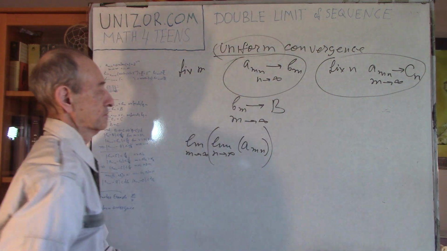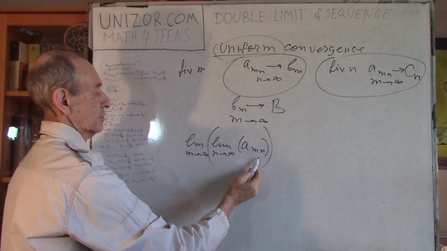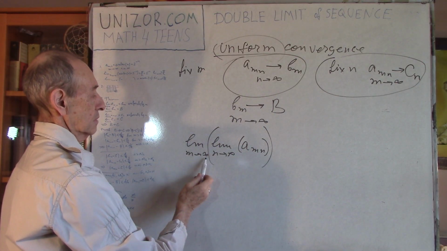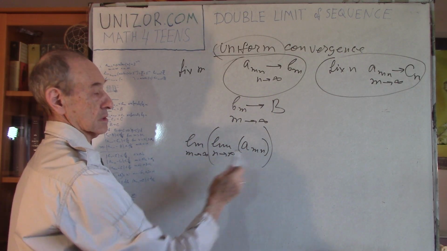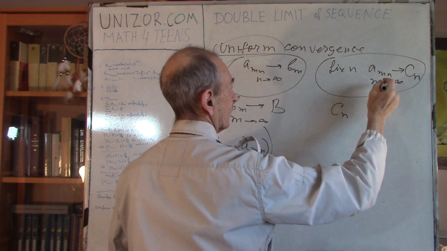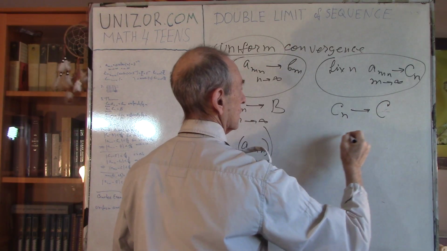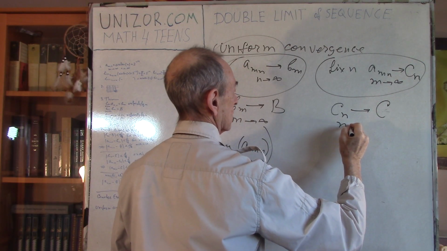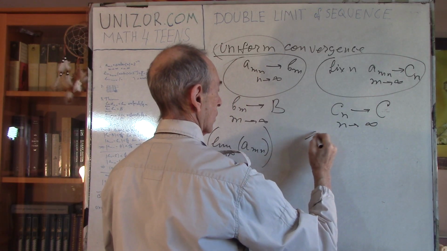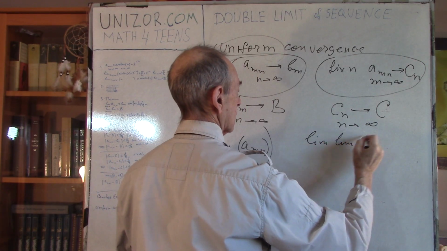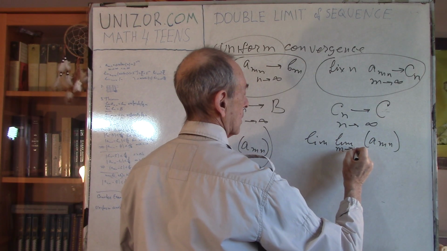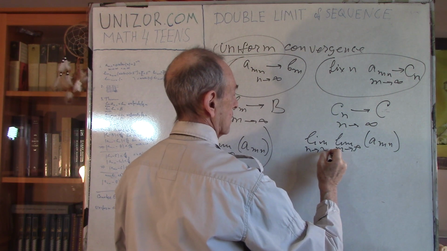That's what this is. b_m is the limit of a_mn if n is changing, and then I'm going to infinity by m, and that goes to another thing. Similarly, I assume that c_n also has a limit if n goes to infinity. So this is what? This is the limit of a_mn, but first we do it by m, and then we do it by n.